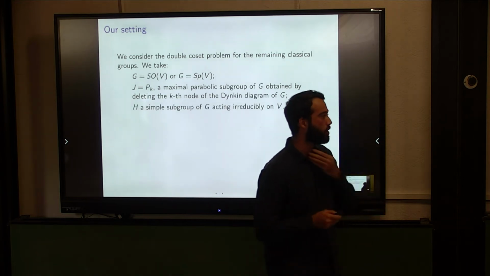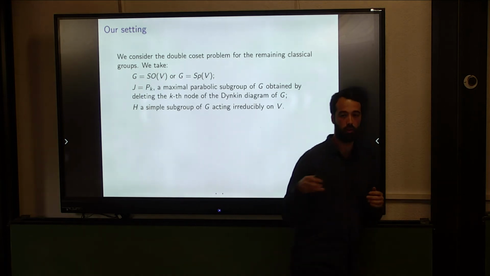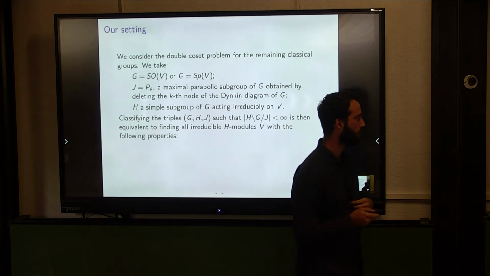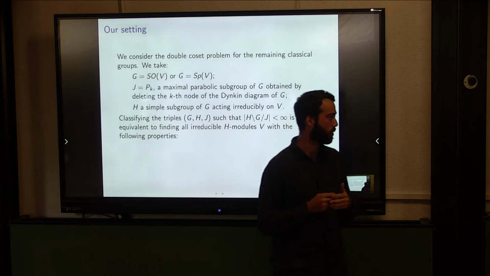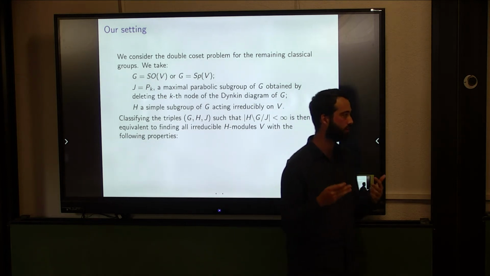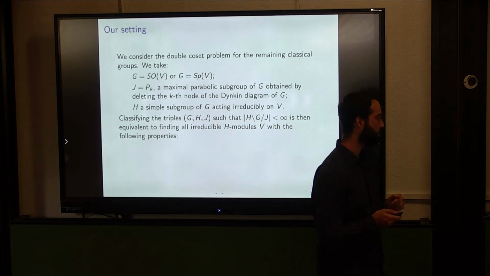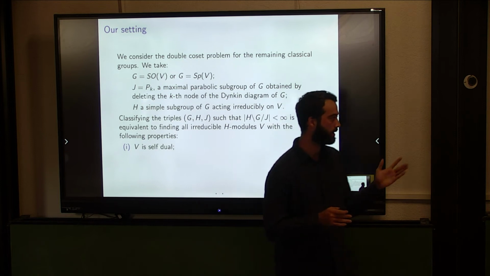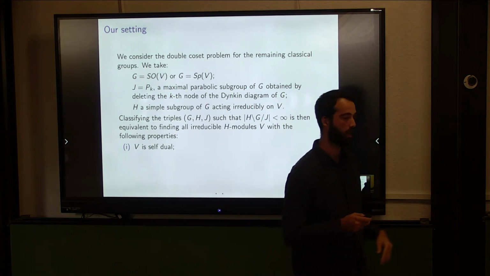And our H is, as before, a simple subgroup of G acting irreducibly on V. So what are we trying to achieve here? To classify the triples where we have finitely many double cosets, we are hunting for irreducible H modules with some properties. So we want the module to be self-dual. This guarantees that H does embed in either SOV or SPV.